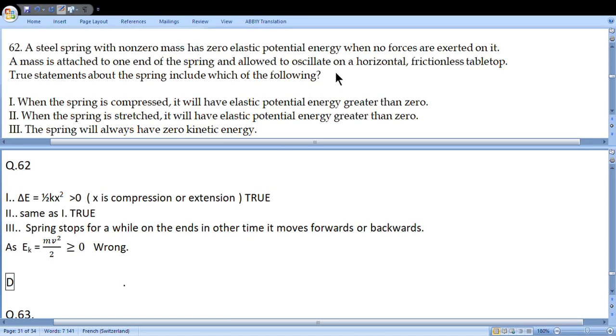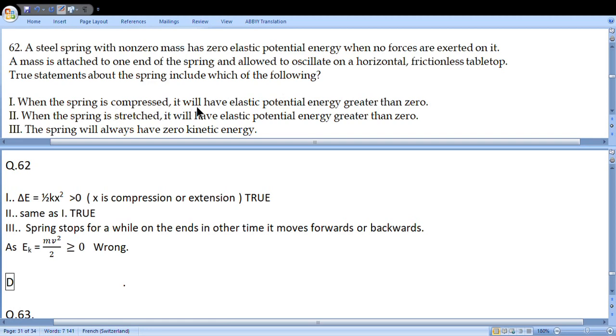62. A steel spring with negligible mass has zero elastic potential energy with no forces exerted on it. A mass m is attached to one end of the spring and allowed to oscillate on a horizontal frictionless tabletop. A true statement about the spring includes which of the following?